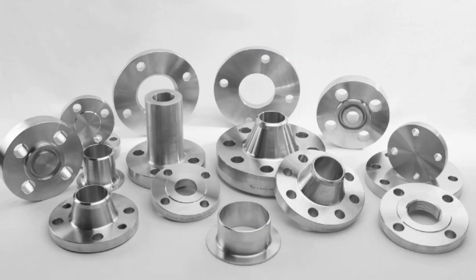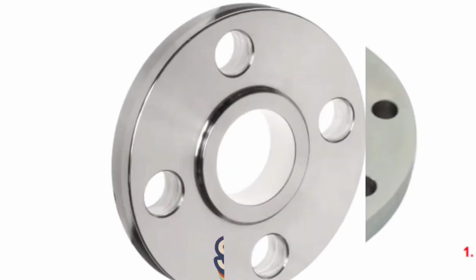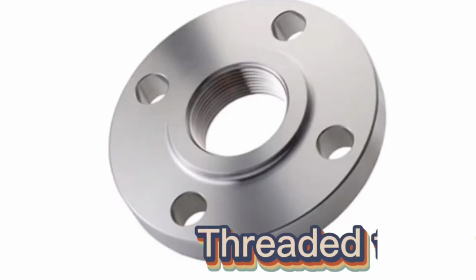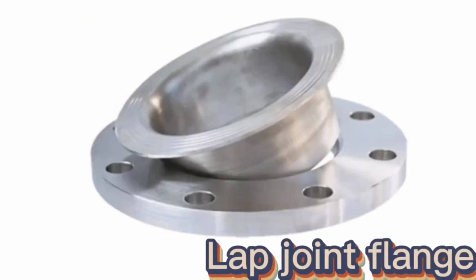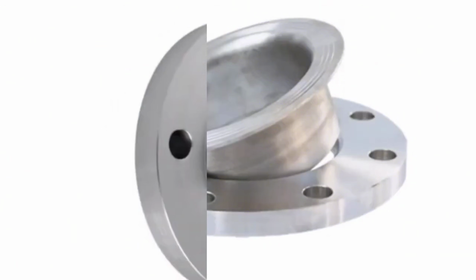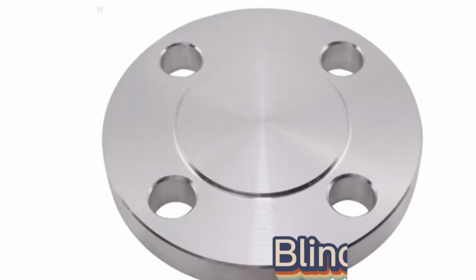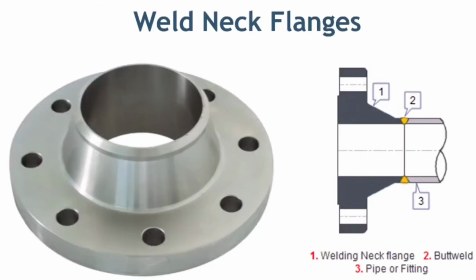The vital types of flanges are weld neck flange, slip-on flange, threaded flange, lap joint flange, socket weld flange, and blind flange. The first flange type is a weld neck flange.